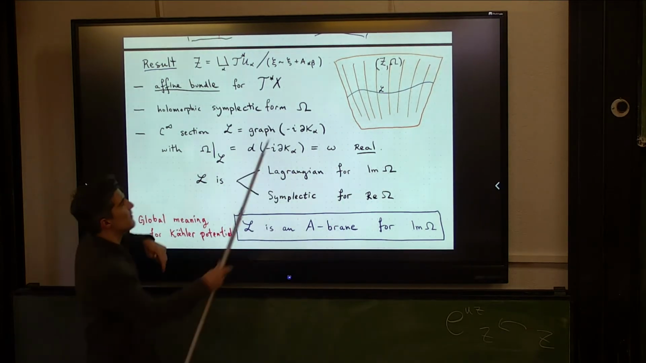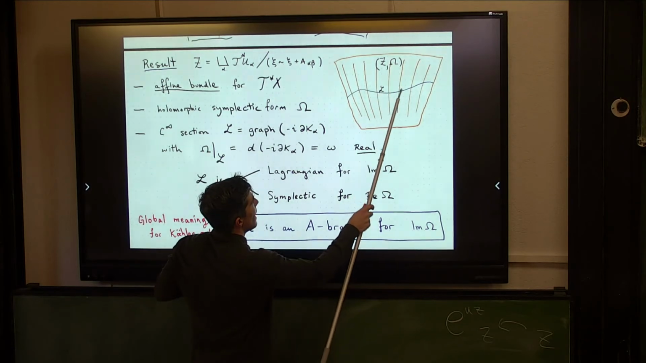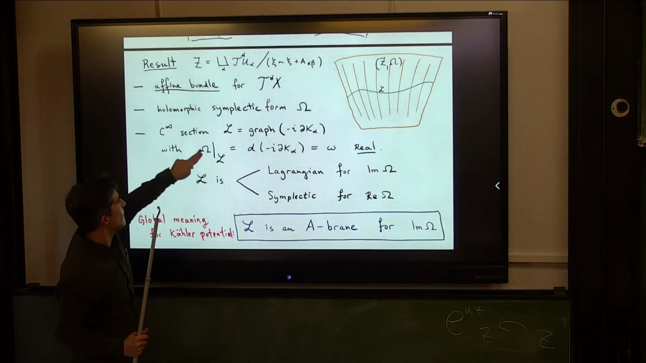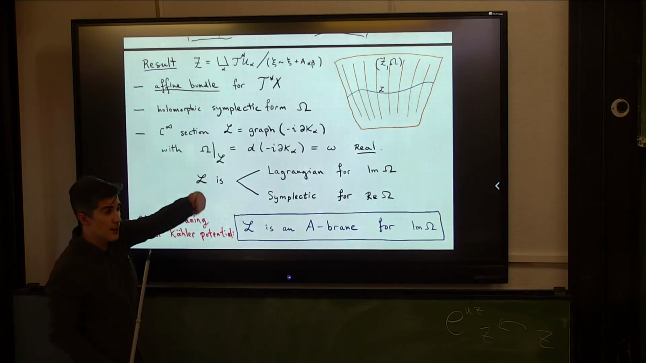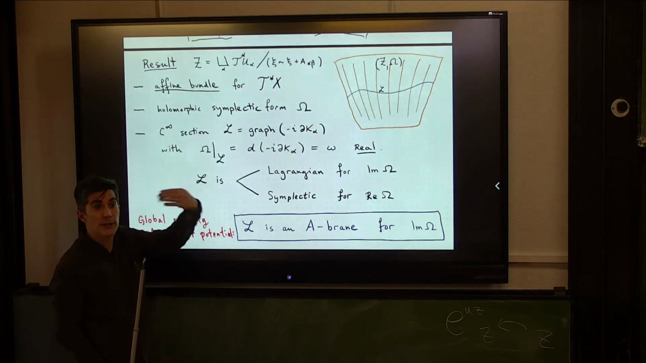And what happens when we take this holomorphic symplectic form and pull it back to this cross-section? Well, it's always the same in a cotangent bundle. If you take the canonical 2-form and restrict it to a section, you're going to get the derivative of the section.